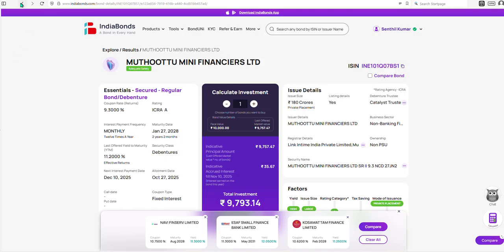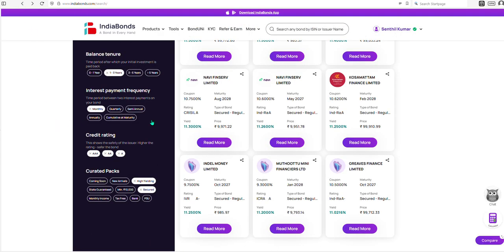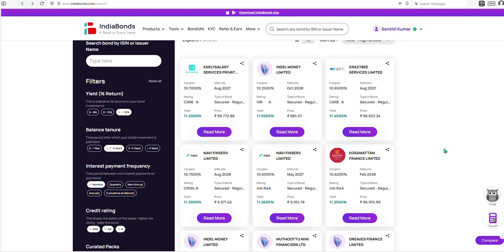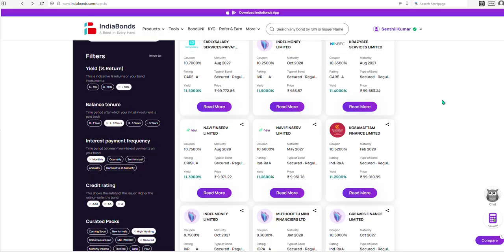Okay. And let me get into another one. So out of 21, you browse and do it, and you can also do a little research about the company, whether they have defaulted in the past or anything. It is all a click through Google. You can do it, and I always prefer Muthoot Finance and Kosamattam. These two are also the Navi. So these three I always prefer.